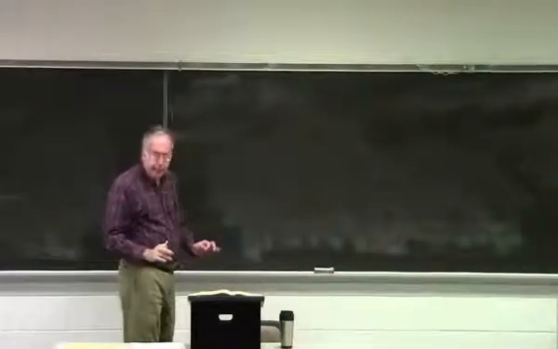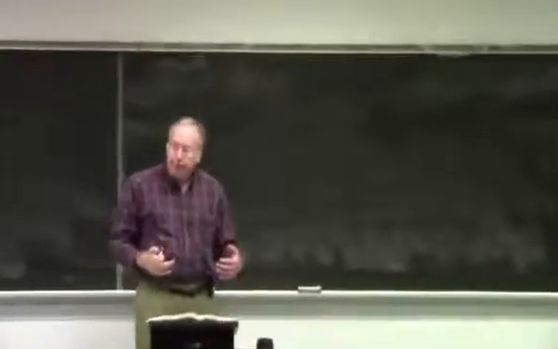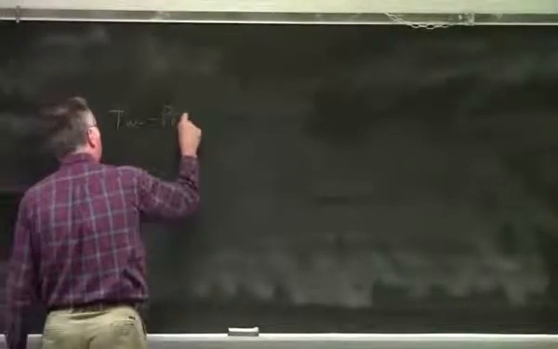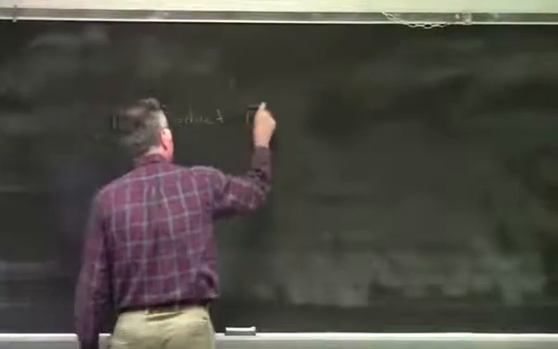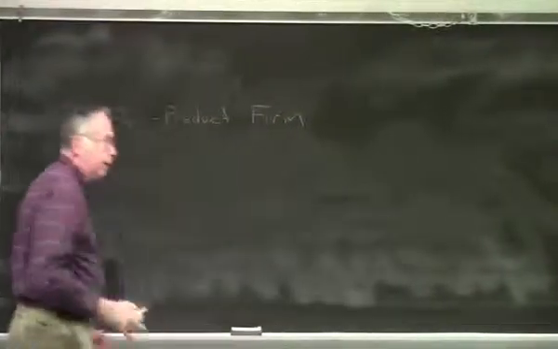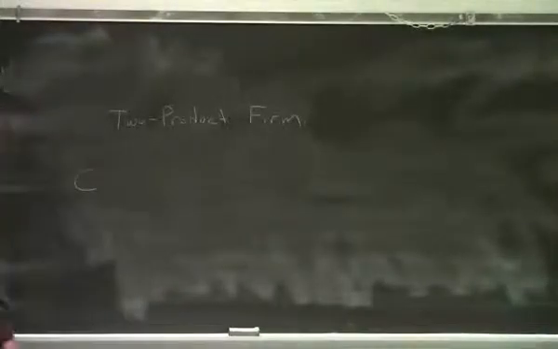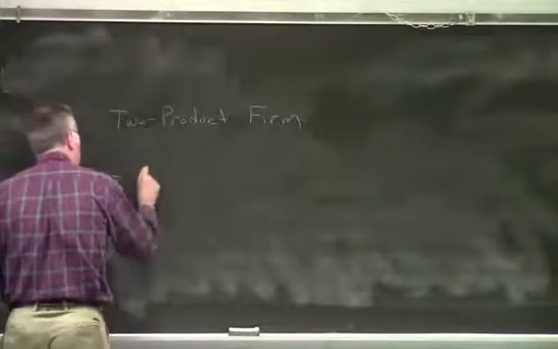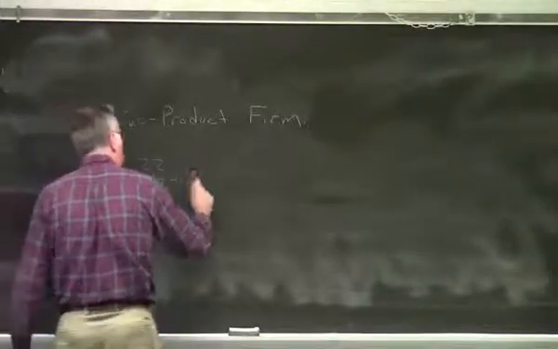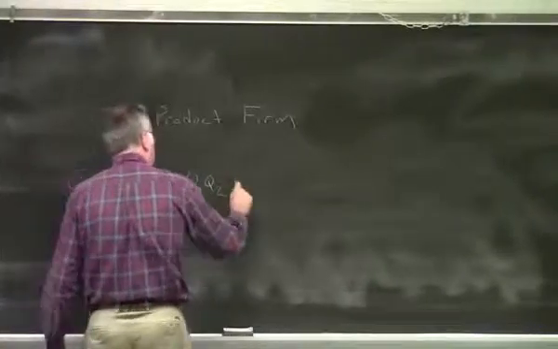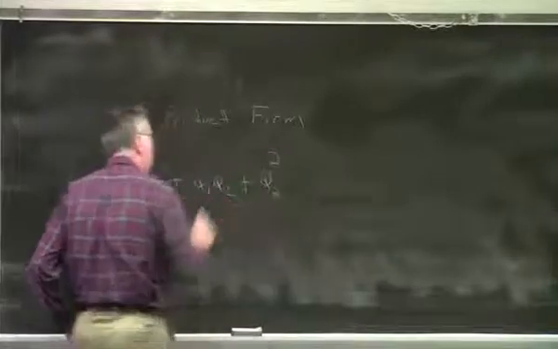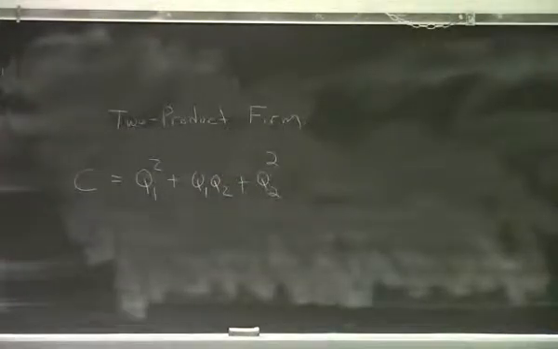In this case, imagine there's a two-product firm that produces product 1 and product 2. The firm's cost function is given by this equation: Q1 squared plus Q1 Q2 plus Q2 squared. Q1 is the quantity of product 1 produced per period. Q2 is the quantity of product 2 produced per period. Okay?